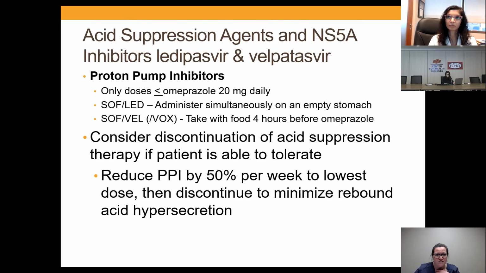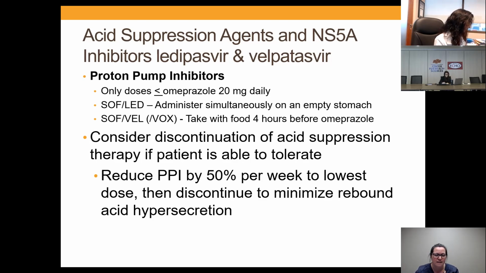So back to the NS5A inhibitors. So that ledipasvir and velpatasvir, they both require stomach acid in order to be absorbed appropriately or best. And so one thing that we like to limit is any acid reducing agents. So specifically proton pump inhibitors. And it was only studied with omeprazole, and it's only approved with doses of 20 milligrams or less daily for omeprazole equivalents. Now, I know with our hepatitis C echo and with the patients I see here at the healthcare center, we're a little more conservative than that.